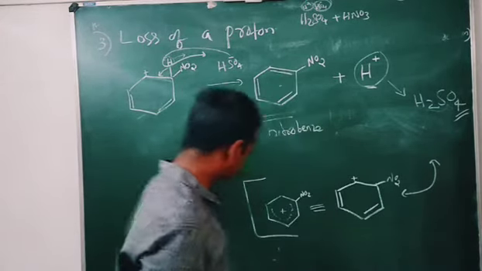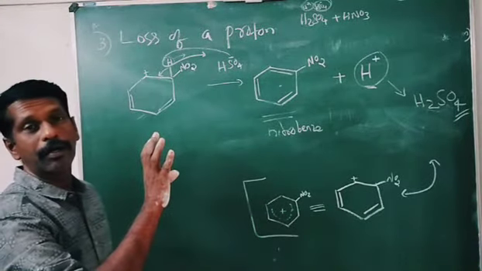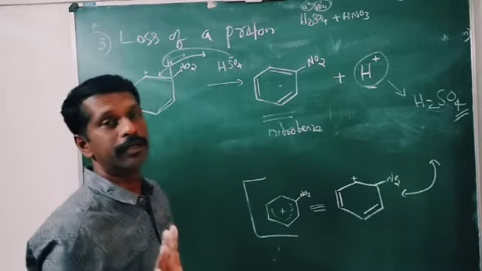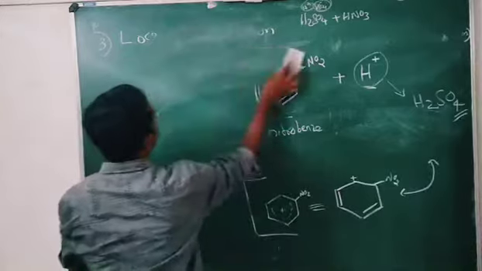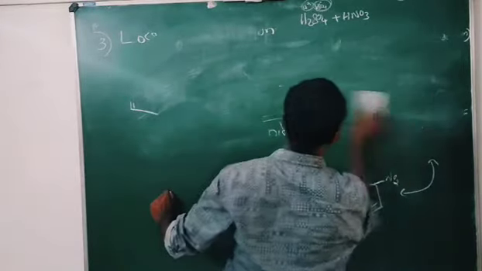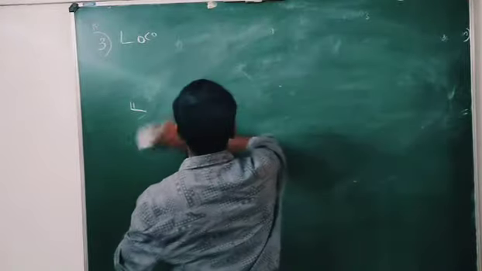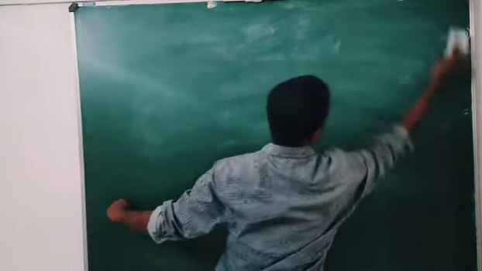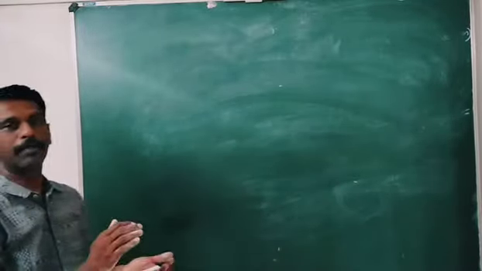So this is the first reaction, aromatic electrophilic substitution. First example is nitration. Now the second one is halogenation. Again, for halogenation also there are three steps. First step is generation of the electrophile. Second step is formation of arenium ion and its stabilization. And the last step is removal of a proton.